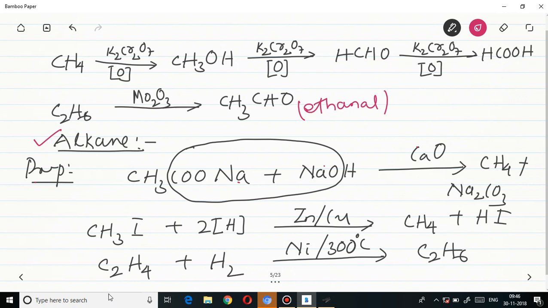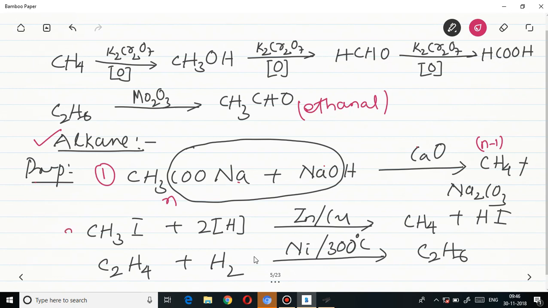So remember one thing, this compound contains two carbons, but the alkane that is prepared contains one carbon. If you take n number of carbons over here, you will find a compound containing n minus one number of carbon. Like if I take sodium ethanoate, methane is prepared. If I take sodium propanoate, ethane will be prepared. If I take sodium butanoate, propane will be prepared, one carbon less. This is the first method.